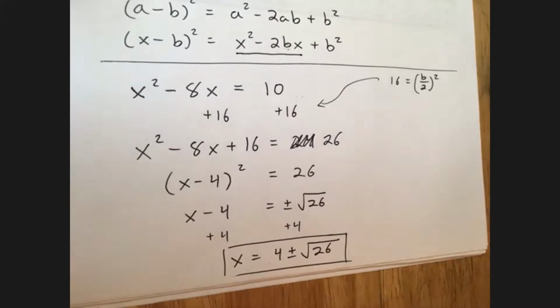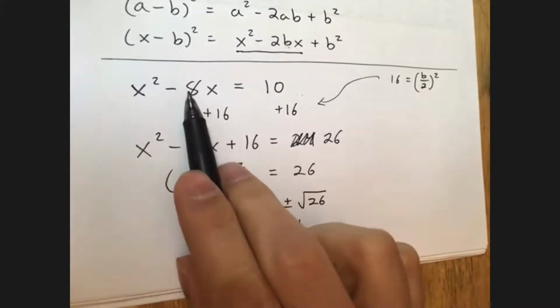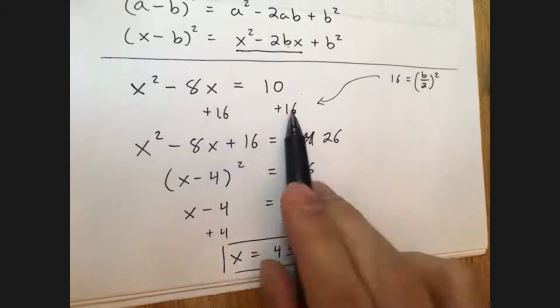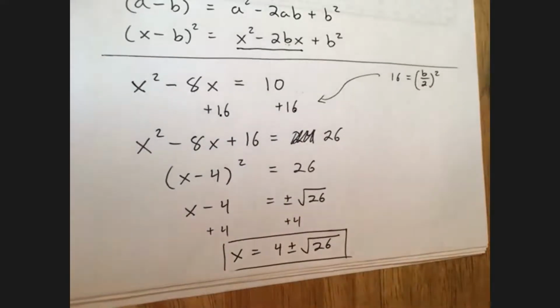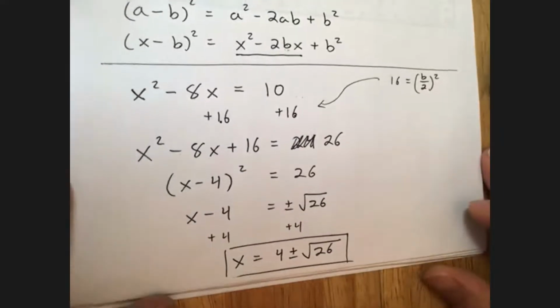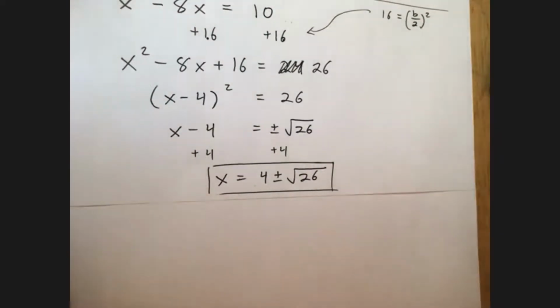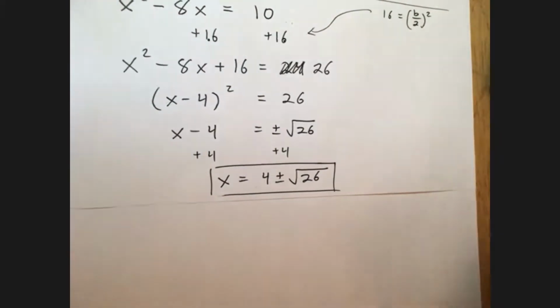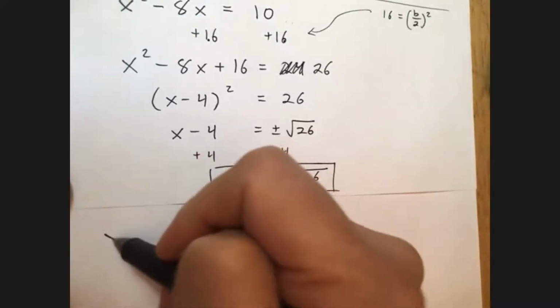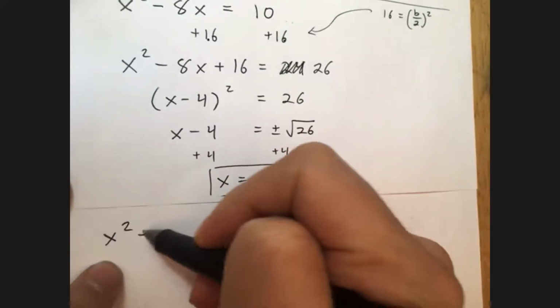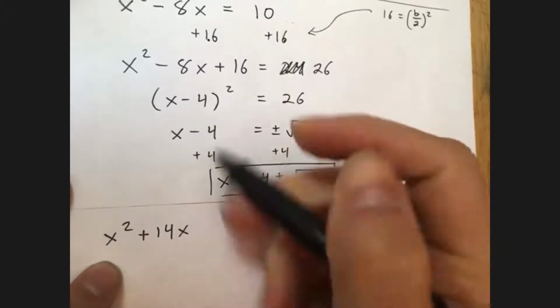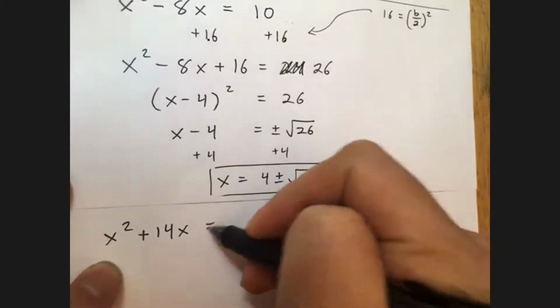Okay. So you're going to take half of this number, square it. That's what you add to both sides of the equation. Okay. Let's do another one. I'll leave this up here so you can still maybe see that. So we'll do x squared plus 14x equals 15.